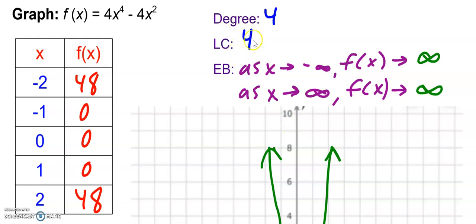Here we go. Degree is 4, leading coefficient's 4. It's a coincidence they're the same number, but I recognize that the degree is even, leading coefficient's positive. That's what I care about. So my end behavior is infinity, infinity, or up, up.